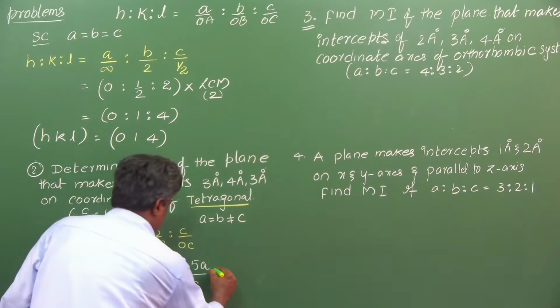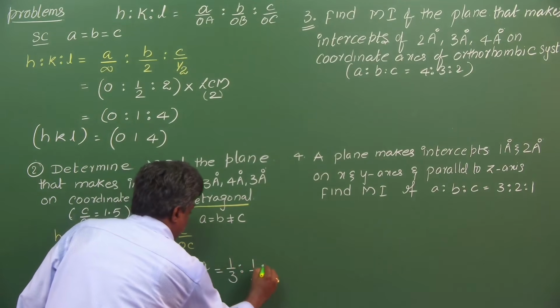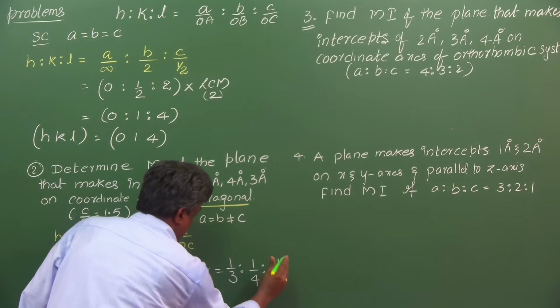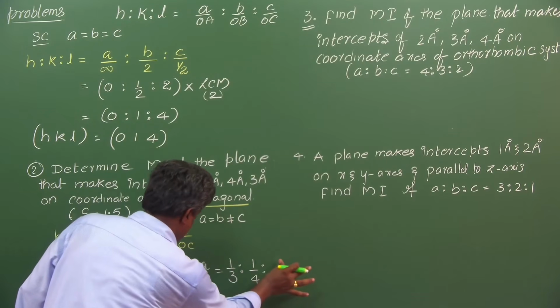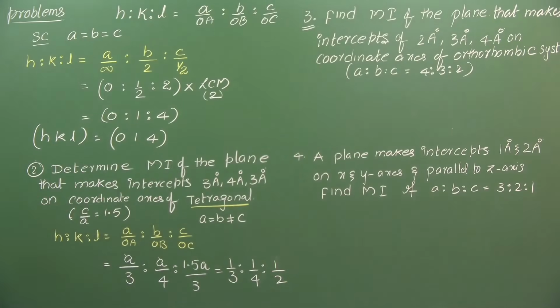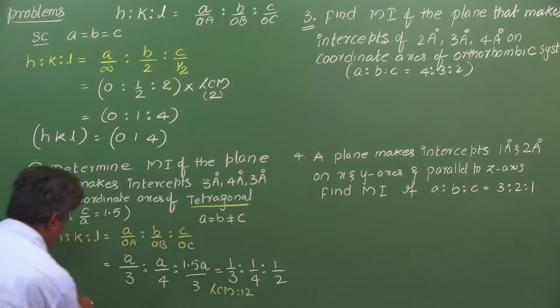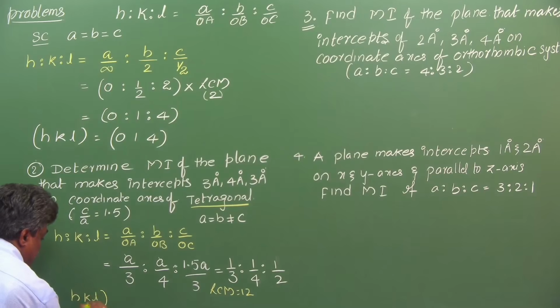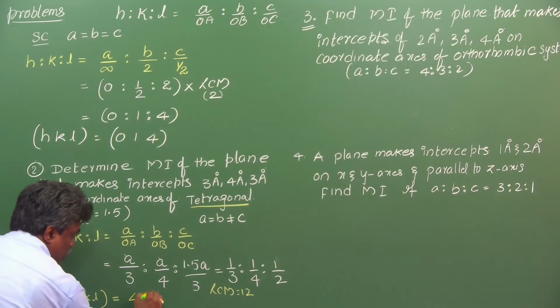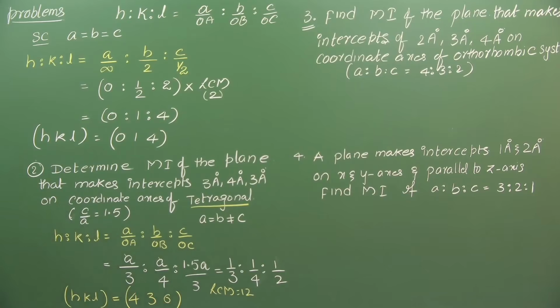So this is equal to 1 by 3, 1 by 4, 1 by 2. Now the LCM is how much? 12. So LCM equal to 12. That's why I hope you got hkl answer 4, 3, 6. Everybody got this? Come on, next do the third one and fourth one.